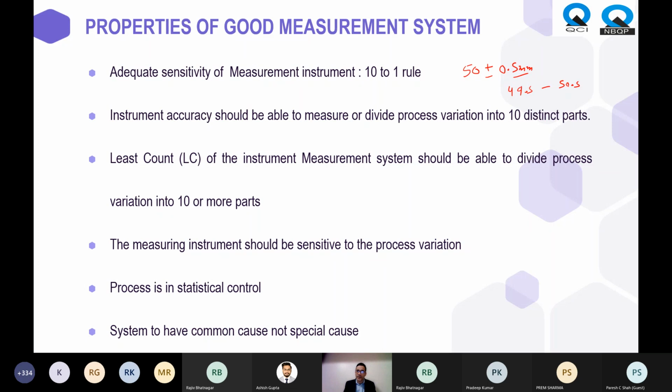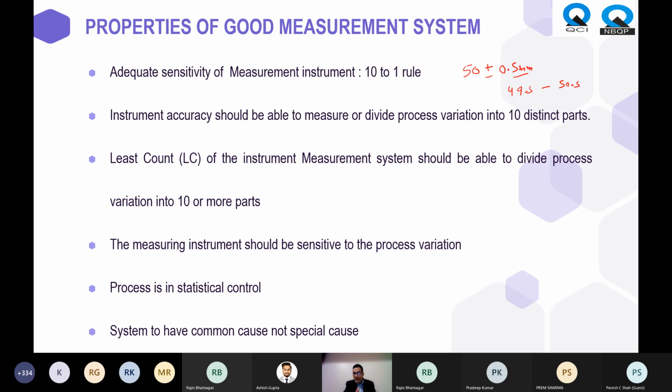So adequate sensitivity of the measurement instrument is required. Let's say I use a scale here. What will happen? It will give me readings in mm, 1 mm, 2 mm. It won't be able to capture that deviation, and my purpose will not be served. And the second part is that instrument accuracy should be able to divide process variation into 10 distinct parts. So we saw with the help of the vernier caliper, it was able to divide into 10 distinct units. So the least count of the measurement instrument should be able to divide process variation into 10 or more parts. The measuring instrument should be sensitive to process variation. So we saw that the vernier caliper was sensitive. For 1 mm tolerance, it was able to divide into 10 parts.